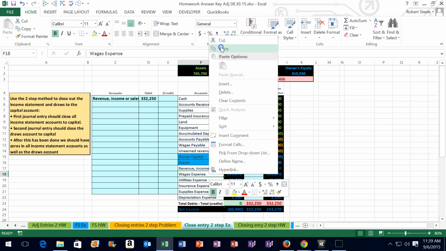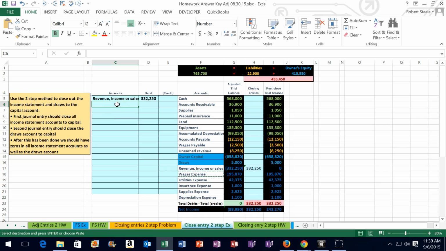So I'm going to copy this. I'm going to paste it right underneath in cell C6, right click, paste 1, 2, 3. It's got 195,870 in it. So I'm going to go to the credit side this time. That's what I need to make it go to 0. I'm going to say negative 195,870, enter, puts brackets around it for me, because that's the format of the cell.